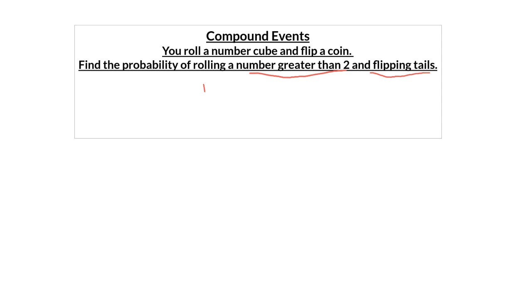Thinking about a number cube, we have the numbers 1, 2, 3, 4, 5, and 6. The numbers that are greater than 2 are 3, 4, 5, and 6. So that is 4 numbers out of 6. Flipping tails is simply 1 out of 2 chances.